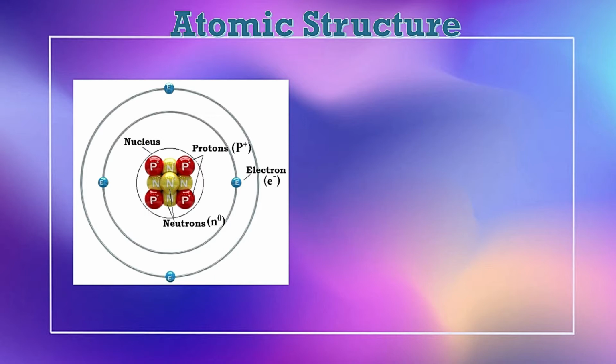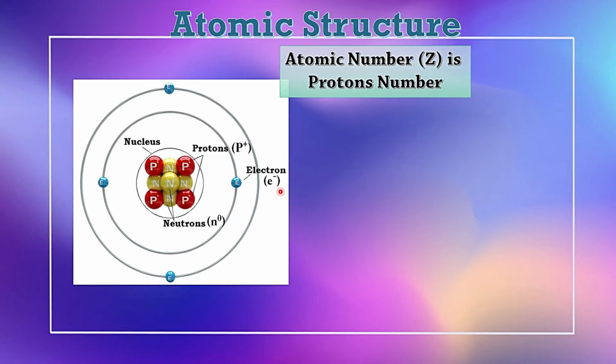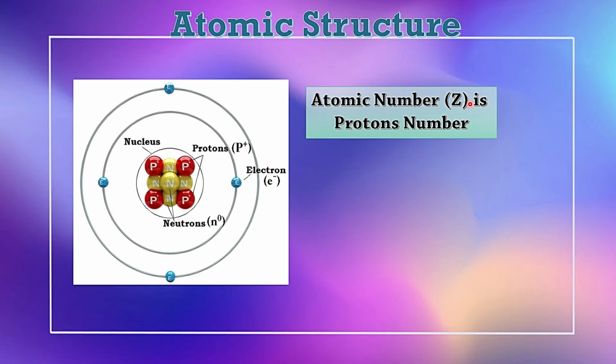As you all know, an atom consists of a nucleus in the center of the atom. In this nucleus, there are two subatomic particles present: neutrons, which carry zero charge, and protons, which carry positive charge. Outside this nucleus, electrons revolve in shells or orbits. Electrons carry negative charge. The atomic number, which is represented by Z, is the number of protons present in any atom.